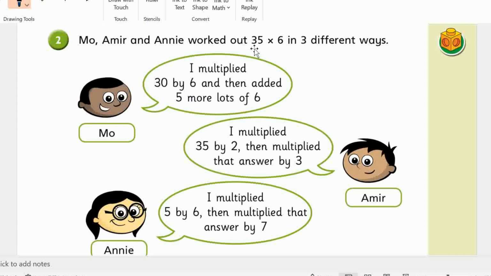Mo, Amir, and Annie worked out 35 times 6 in different ways. I multiplied 30 by 6 and then added 5 more lots of 6. Okay, so Mo, so they're working out this one. So Mo did 30 times 6, and then he did 5 times 6. Right, what's 30 times 6? Or what's 3 times 6? 18, good. And then, of course, you need your 0. 5 times 6? 30, good. And now we have to add them together. So 180 plus 30.